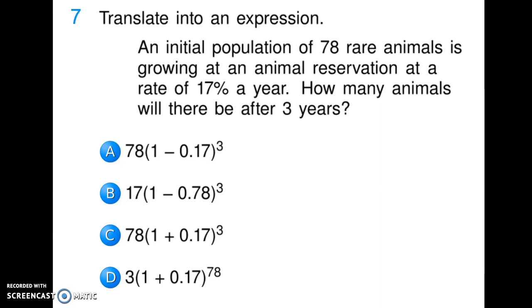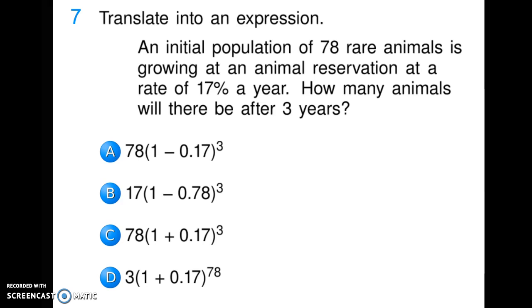Good morning, everybody. It's time for us to review the problems from the next week when we are talking about comparing functions. This question says, translate into an expression. An initial population of 78 rare animals is growing at an animal reservation at a rate of 17% a year. How many animals will there be after 3 years?